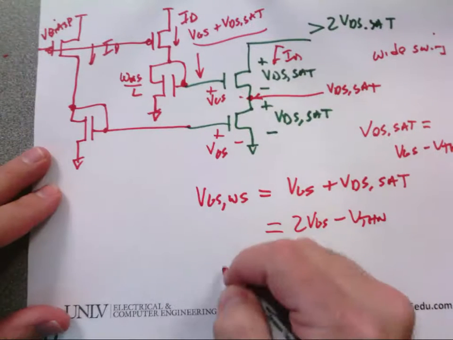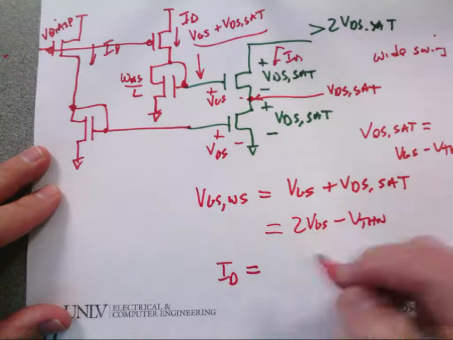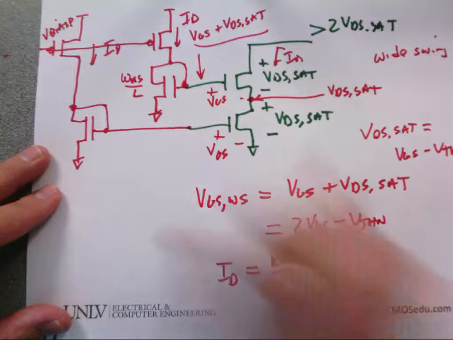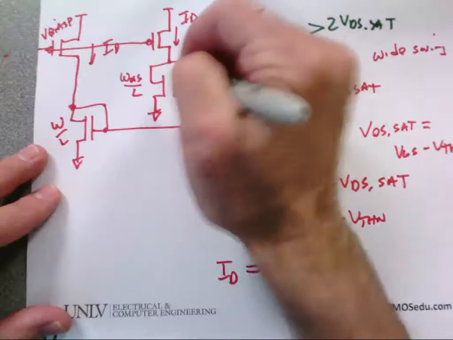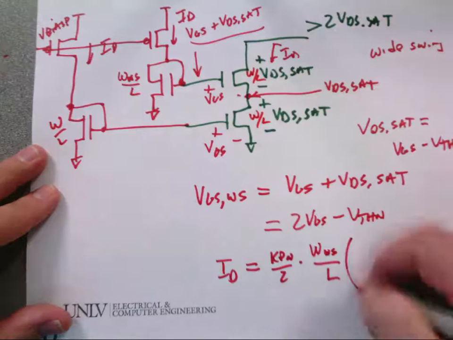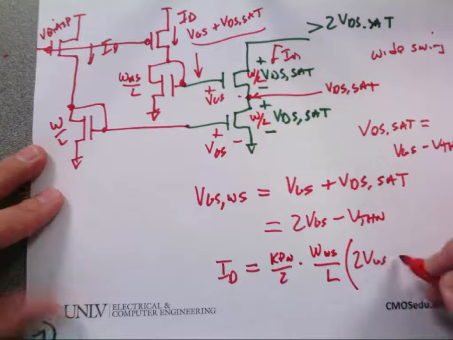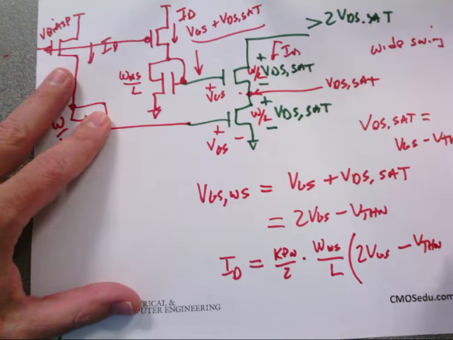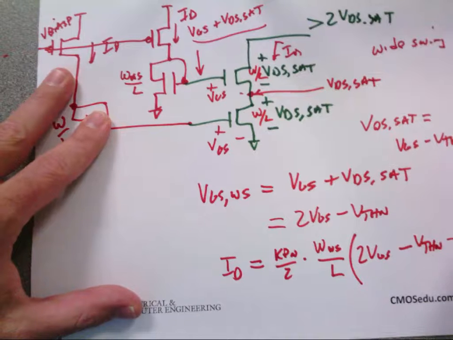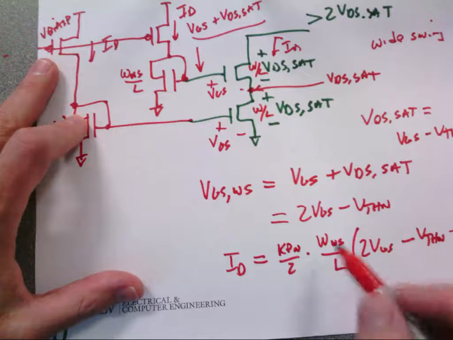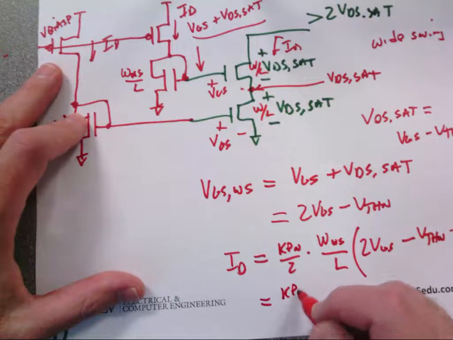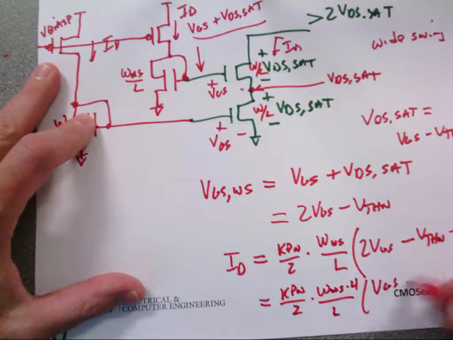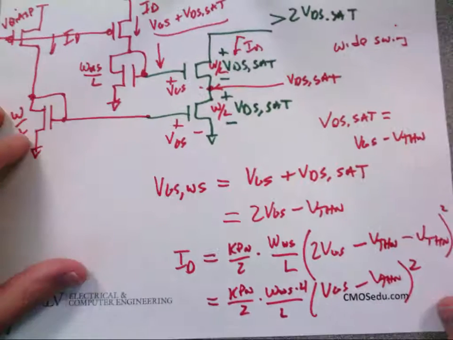All right, so I'm going to do the following. I'm going to write ID, which is the current that flows through here, equal to Kp sub n over 2 times W wide swing over L. I'm going to assume the same L is used in everything, and all the other transistors are W over L, times this VGS, so times 2 VGS minus V threshold N, squared. Would everybody be okay if I factored out the 2? So it would be 4. And so I get Kp N over 2 times W wide swing times 4 over L times VGS minus V threshold N squared.